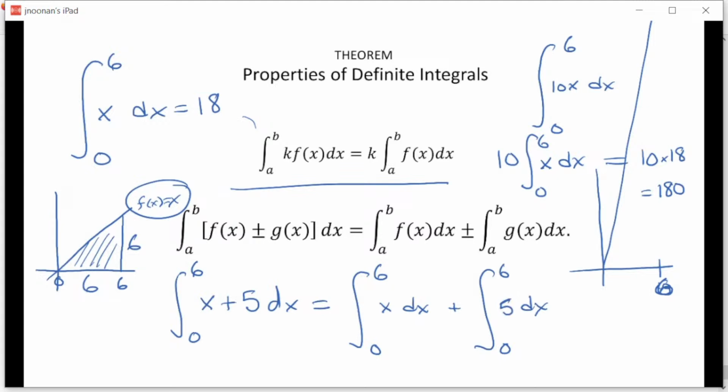So the x dx, that's the easy one. We've already done that. It's 18. The 5 is similar to the one that we did that's just a rectangle, 5 units by 6 units, and we can all do that. 5 times 6 is 30. And the total here is going to be 48.